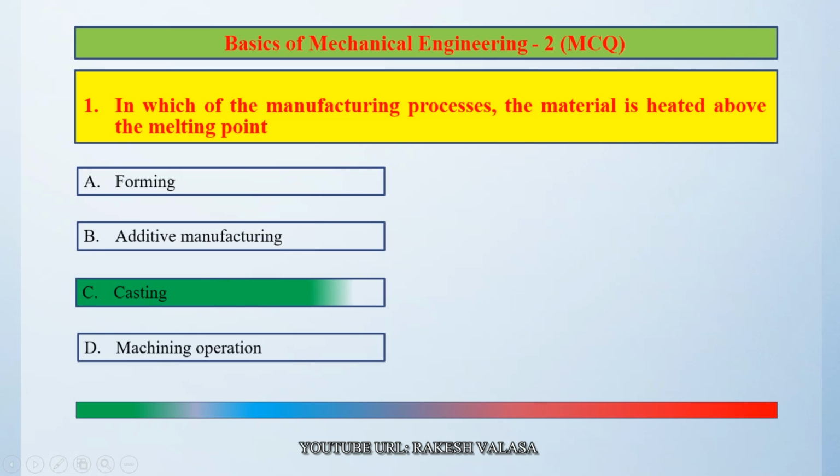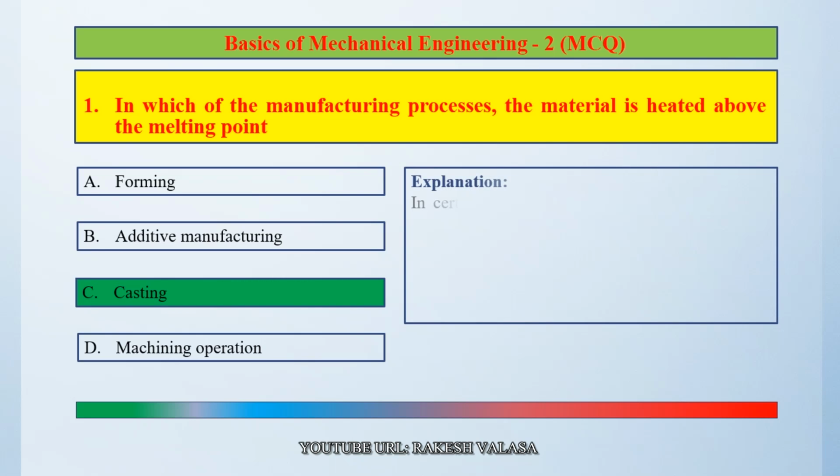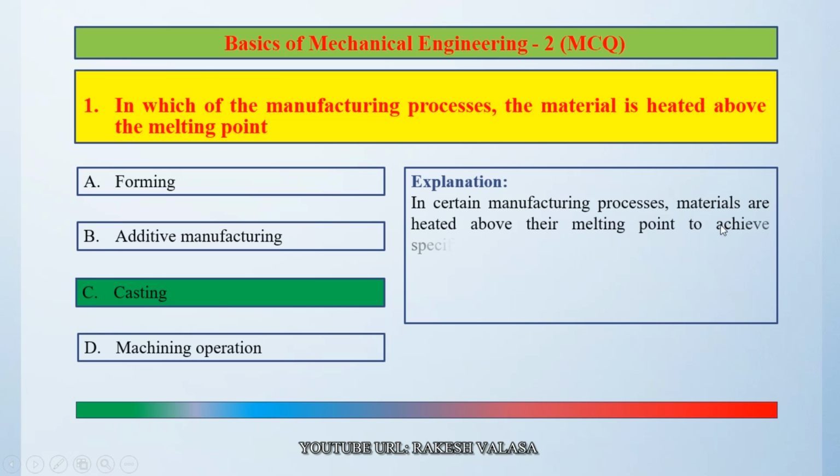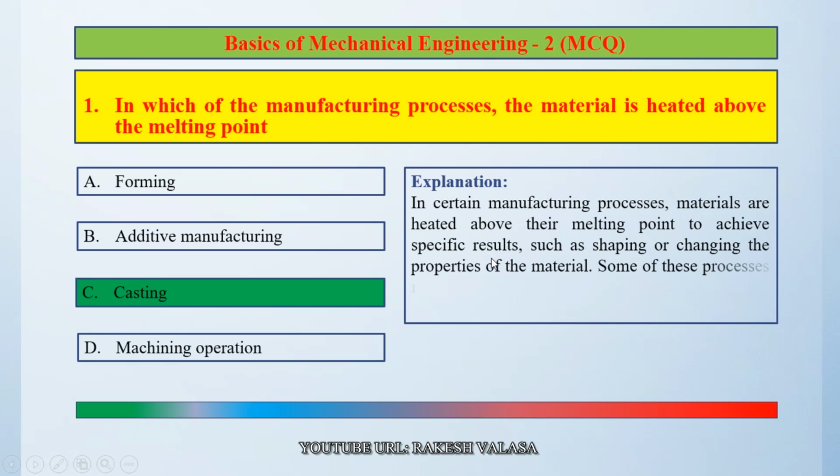Let us see the explanation. In certain manufacturing processes, materials are heated above their melting point to achieve specific results, such as shaping or changing the properties of the material. Some of these processes include casting, welding, forging, extrusion, glass manufacturing. So the correct answer is option C casting.